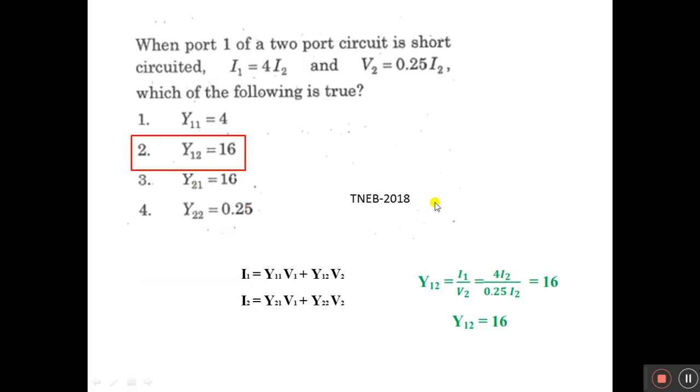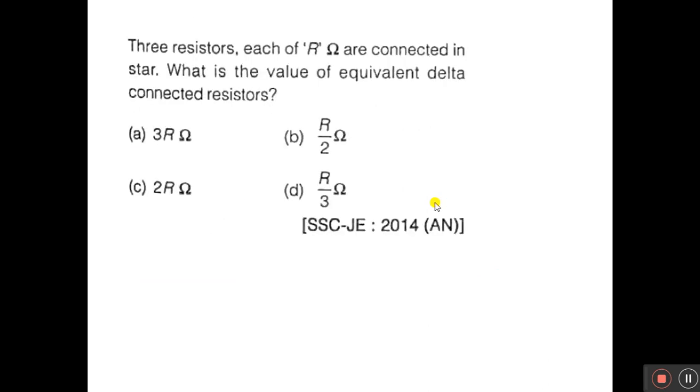Next question. Three resistors, each of R ohm, are connected in star. What is the value of the equivalent delta connected resistors? This is a Staff Selection Commission Junior Engineer 2014 question. Very simple, a direct question only. The three resistors are connected in star. As we know, when we convert star to delta, if all resistors are equal, you just directly multiply by 3. So the answer is 3R.